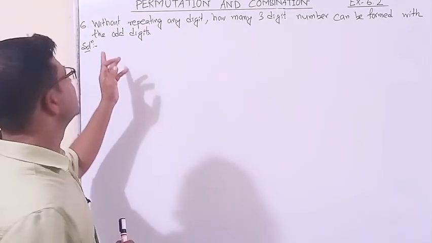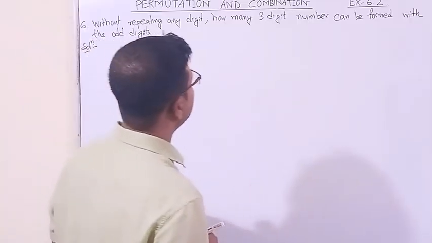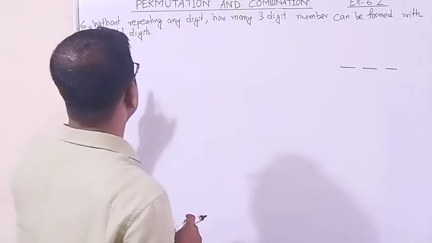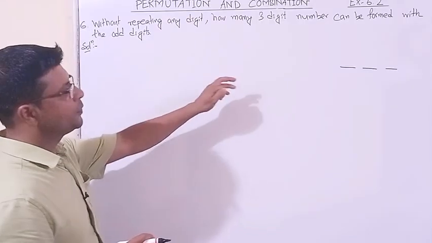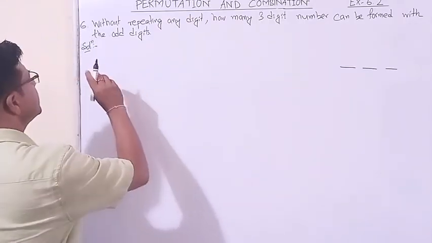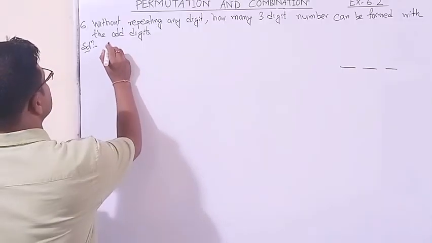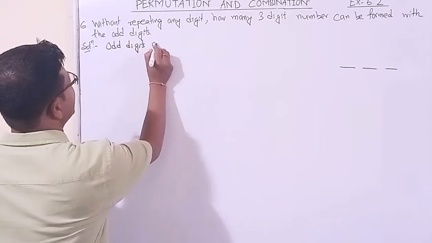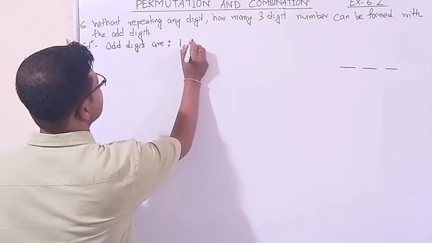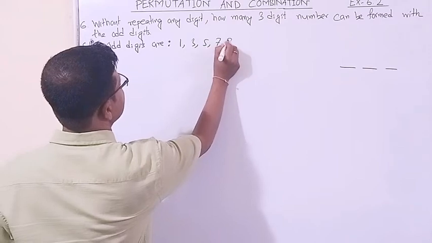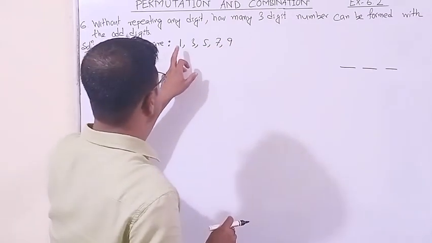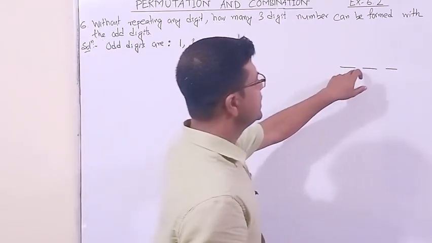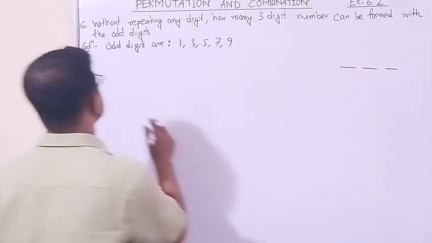Okay. Now dear students, we have taken question number 6. Let us read the question. Without repeating any digit, how many 3-digit numbers can be formed with the odd digits? With the odd digits, we have to frame all those 3-digit numbers. But how many odd digits do we have? Let us write. The odd digits are 1, 3, 5, 7 and 9. So how many odd digits are there? 5. 1, 2, 3, 4, 5. Out of 5, we have to consider 3 odd digits.